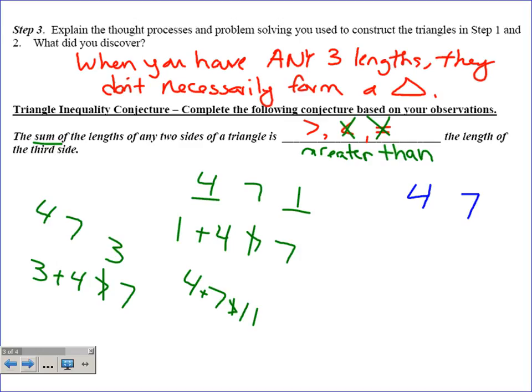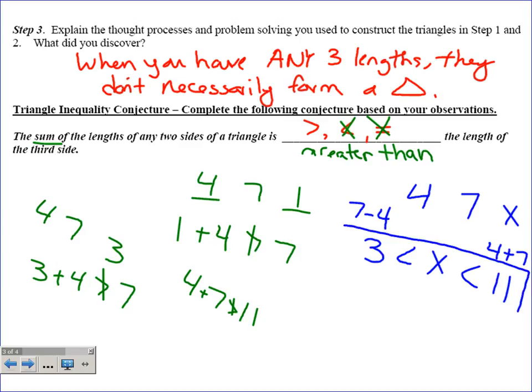Let's just say that my third side is going to be x. The way that I figure out the range of values is I subtract these two numbers. So this is 7 minus 4, which is 3. So it has to be greater than 3. And I add these two together, so 4 plus 7, that's 11, goes right here. So my range has to be somewhere between 3 and 11. Any number between 3 and 11 will work.